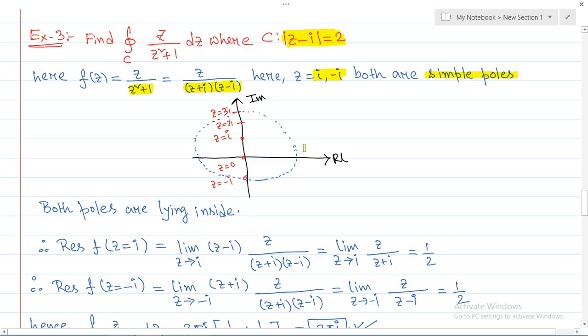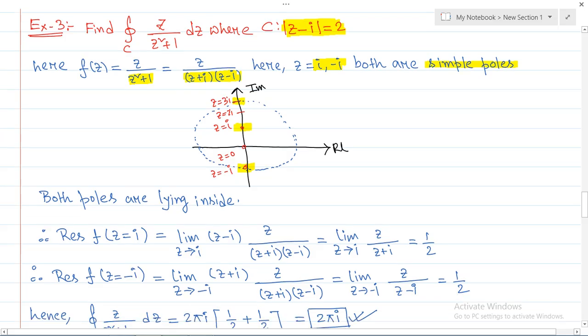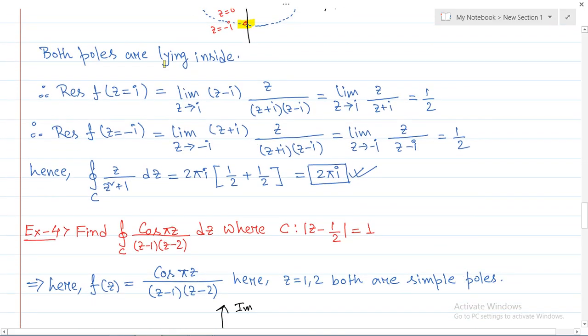Now we have to draw the circle. Here if we draw the circle, we can see z equal to i lies on the imaginary axis, so with radius 2 it will go up to plus 3i and down to minus i. So basically the plus i and minus i points both lie within this circle, within this region. Therefore we have to calculate the residue at both points. Since both are simple poles, we apply the simple pole formula, that is formula number 1. After doing this, the residue at z equals i is 1 by 2, and the residue at z equal to minus i is another 1 by 2.